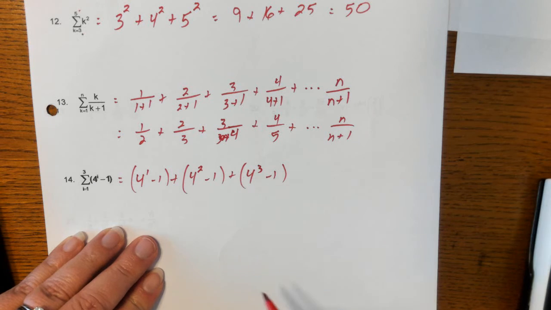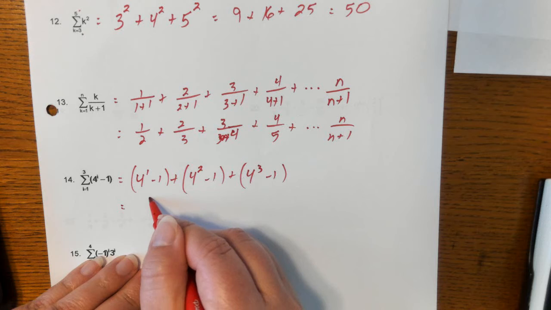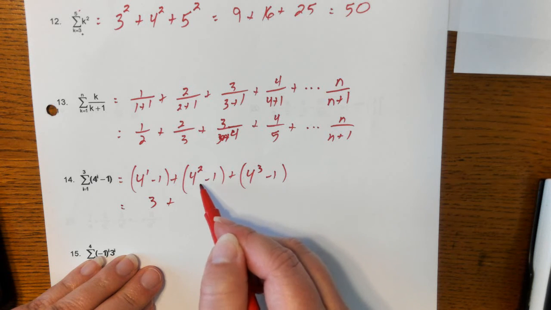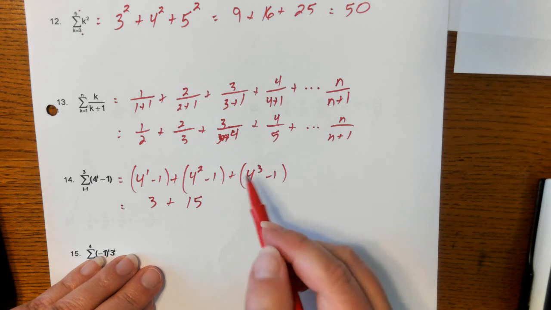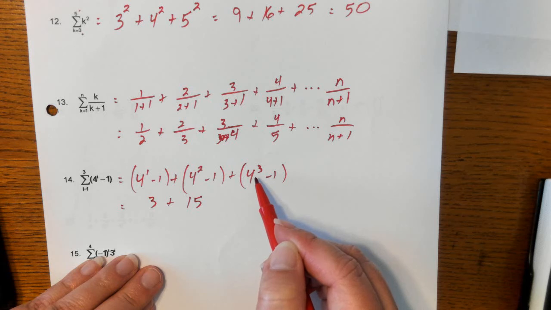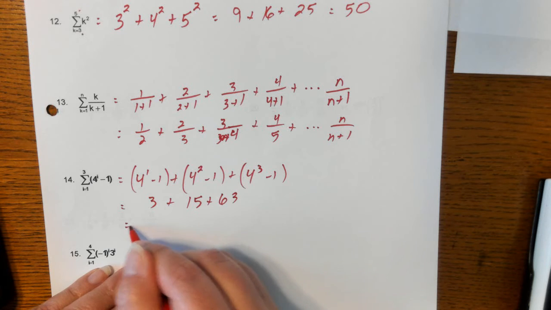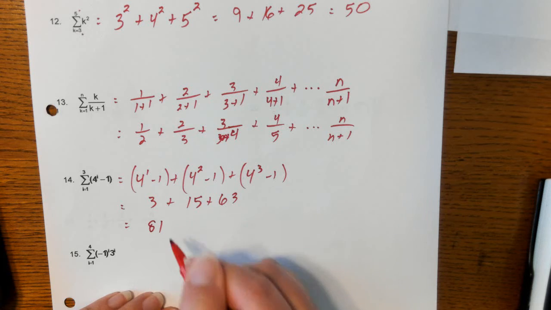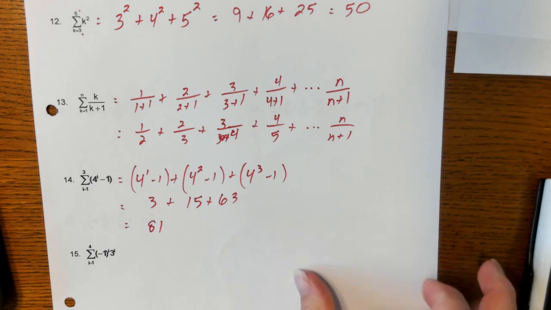We'll add those together. 4 to the 1 is 4. 4 minus 1 is 3. So my first term would be 3. 4 squared is 16. 16 minus 1 is 15. So my second number would be 15. 4 to the third is 4 times 4 is 16. 16 times 4 is 64. So 64 minus 1 is 63. So I'm really adding up the numbers 3 plus 15 plus 63, which comes out to be 81. So the sum of the first 3 terms in this sequence is 81.